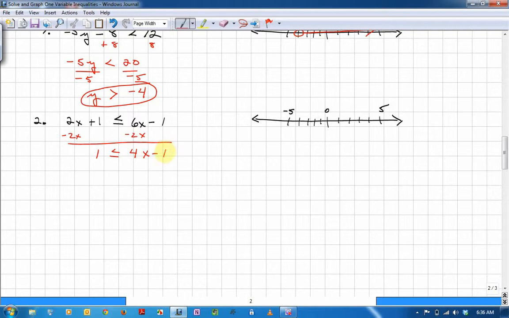Okay, now let's take care of moving this negative 1 across. So I would add 1 to both sides, and I would have 2 is less than or equal to 4x. Lastly, I'm going to divide by 4. So I get 1/2 is less than or equal to x. Now, I didn't divide or multiply by a negative number, so the inequality sign does not switch. So x is greater than or equal to 1/2. That would be 1/2 right there, and all the values greater than or equal to would be going out to the right.